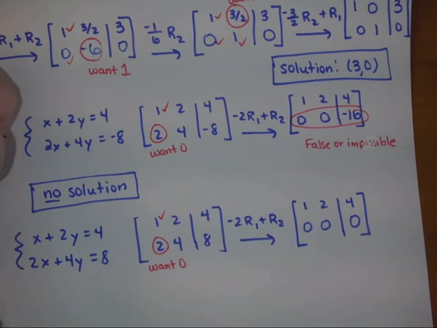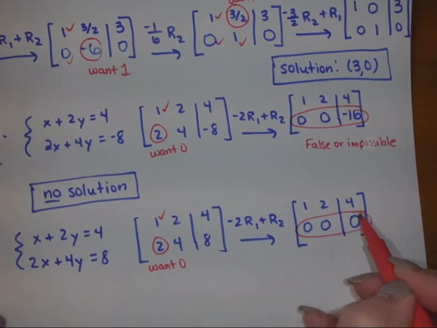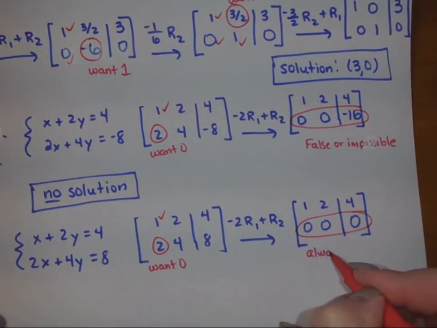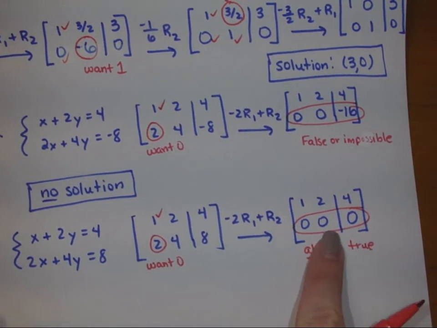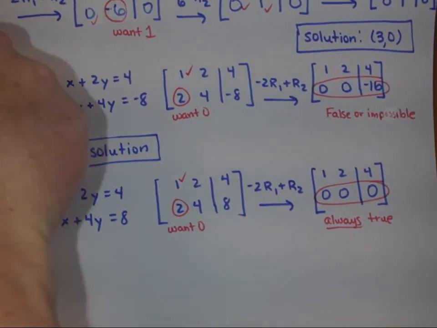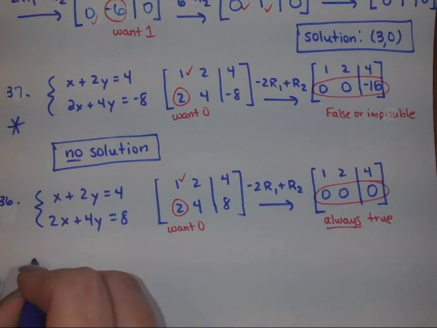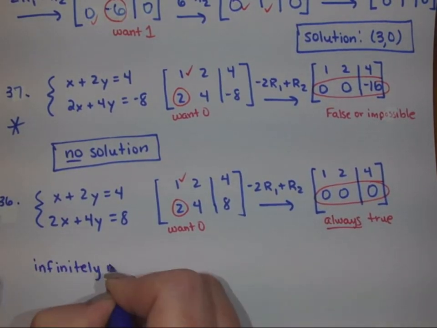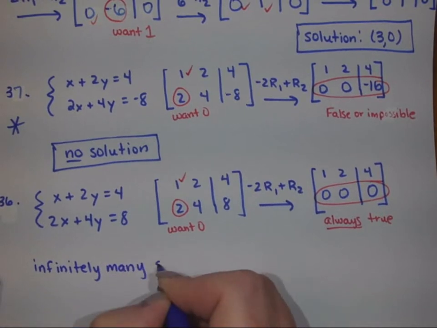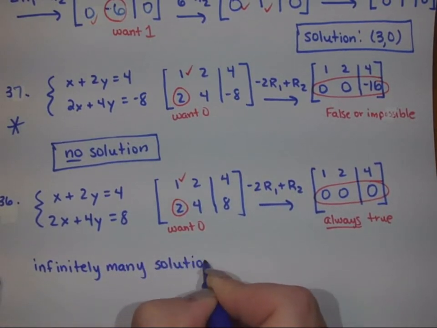Okay. Now this is not impossible. In fact, this is actually always true. Right? Like 0x plus 0y equals 0 would always work. Okay. So this is actually the opposite. This is actually infinitely many solutions. And remember, if you're watching this video back, you need to flip-flop 36 and 37.